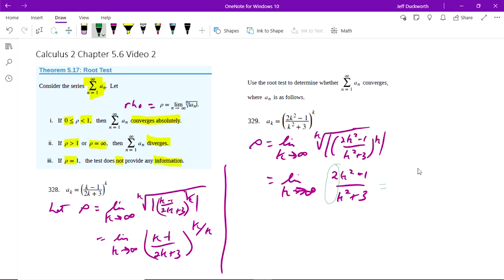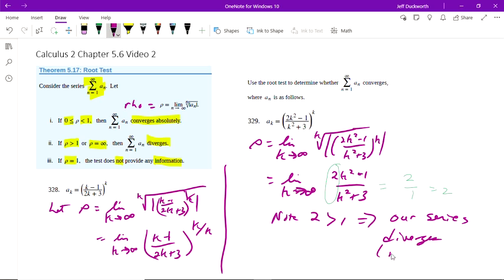So this equals 2 over 1, which is 2. Note 2 is greater than 1. And this means that our series diverges. Again, root test. That would be number 2 on this.